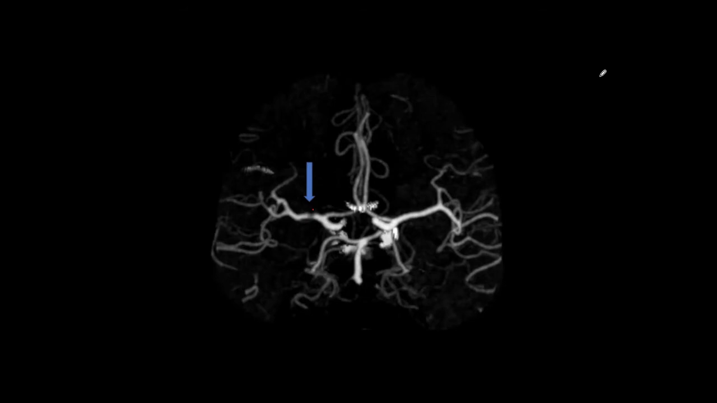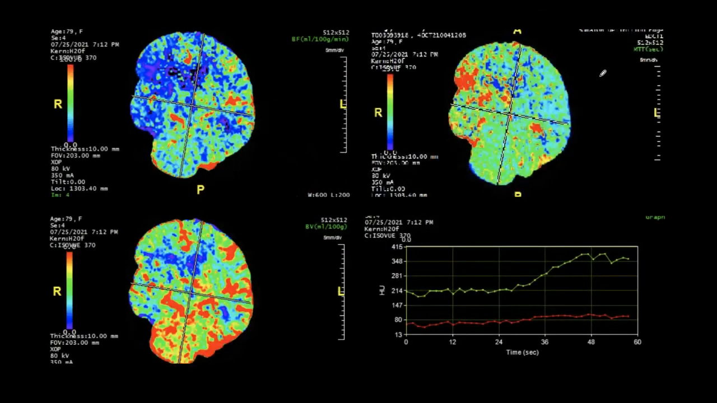So it is a right M1 segment focal short segment involvement by a thrombus, but it did not occlude. So I am looking at the graph. I'm not liking this very much, right? Look at the arterial inflow. Look at the venous outflow, it looks fine.